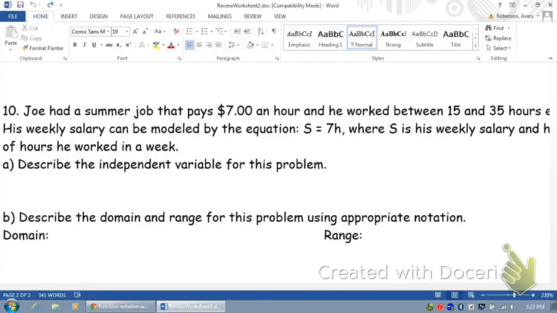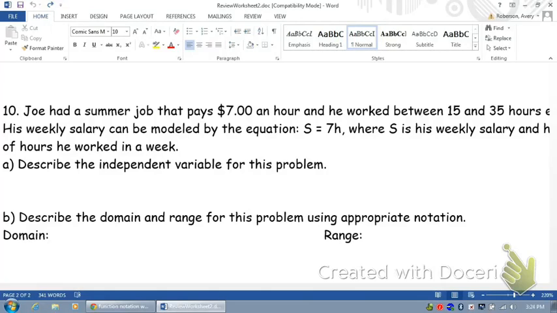All right, guys. For this last one, we're going to, of course, always work with a word problem. As you read this problem about Joe having a summer job, he makes $7 an hour. He works between 15 and 35 hours, so that should be telling you something right there. In addition to that, they gave you the model, or the equation, he must have.